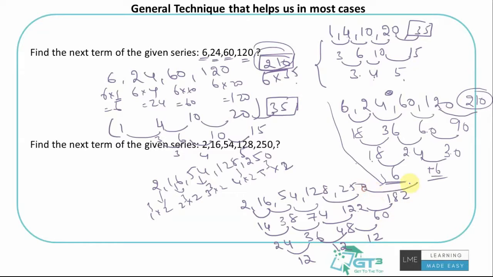So I need to add 182 to 250 to get my next term. That is 250 plus 182 is 432. So what is the number I calculated here? 5 cube into 2. The next term would be 6 cube into 2. That is 216 into 2 is 432. You see, I got the same answer.